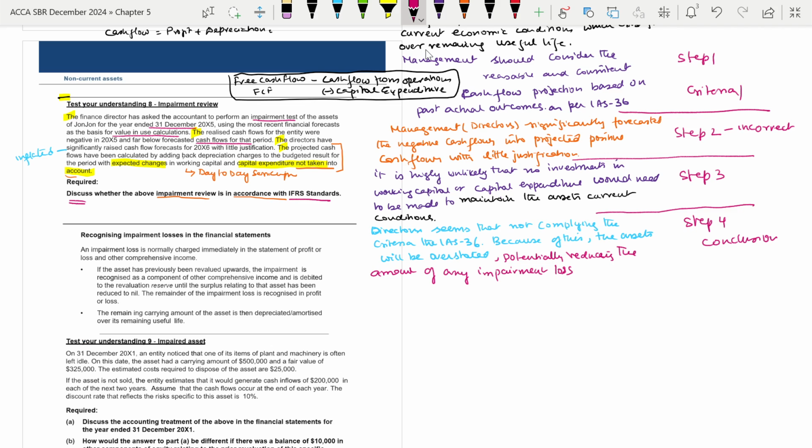Step three is what they should have considered, what they have to consider. They have not considered the working capital. And step four is the conclusion.